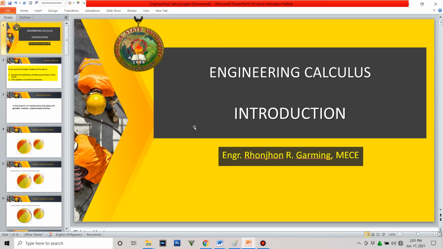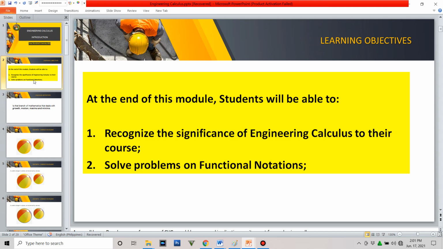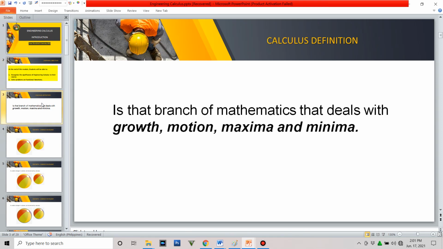This time we are going to have the introduction wherein we have these learning objectives. Number one, for you to recognize the significance of engineering calculus to your course and then solve problems on functional notations. So let me start with the definition of calculus. Calculus is that branch of mathematics that deals with growth, motion, maxima, and minima.